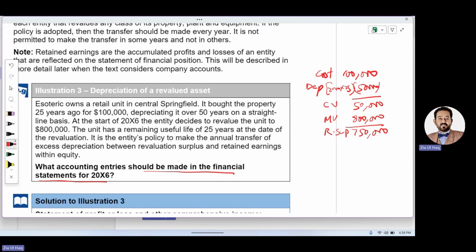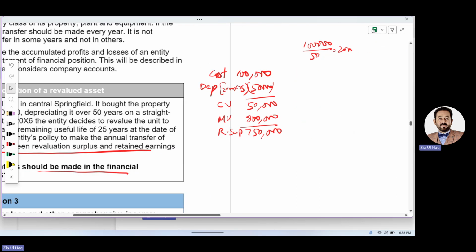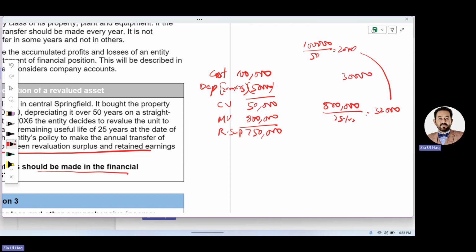The unit has a remaining useful life of 25 years at the date of the revaluation. It is the entity's policy to make the annual transfer of excess depreciation between revaluation surplus and retained earnings within equity. So now the value is 800,000 and the remaining useful life is 25 years. So what is the depreciation now? 32,000. Before it was 2,000, now it is 32,000. So the extra depreciation is 30,000.